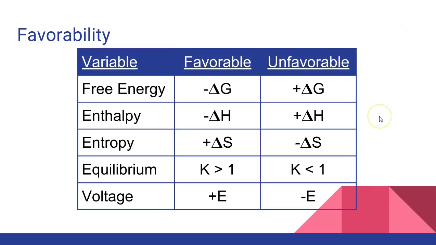All right, so let's summarize all of what we talked about regarding favorability. Free energy, that's the big one. Negative delta G is favorable, positive delta G is unfavorable. Enthalpy: a decrease in enthalpy is favorable. An increase in entropy is favorable, so positive delta S. Now equilibrium we haven't talked about in a while. Remember, the K expression is products over reactants. So a favorable reaction is going to be a really large K because you're going to have tons of products and very little reactants. And now voltage we can add to that as well. A positive electric potential is from a favorable reaction.